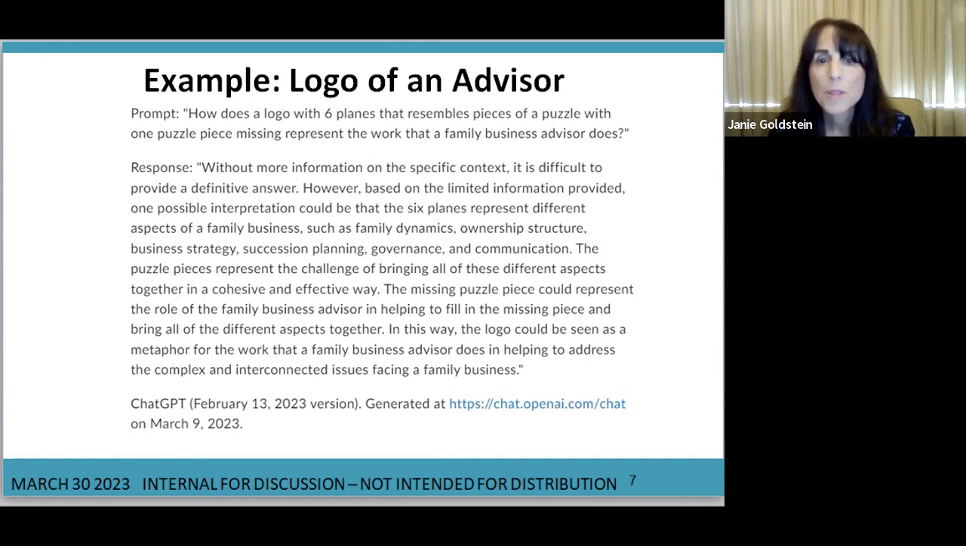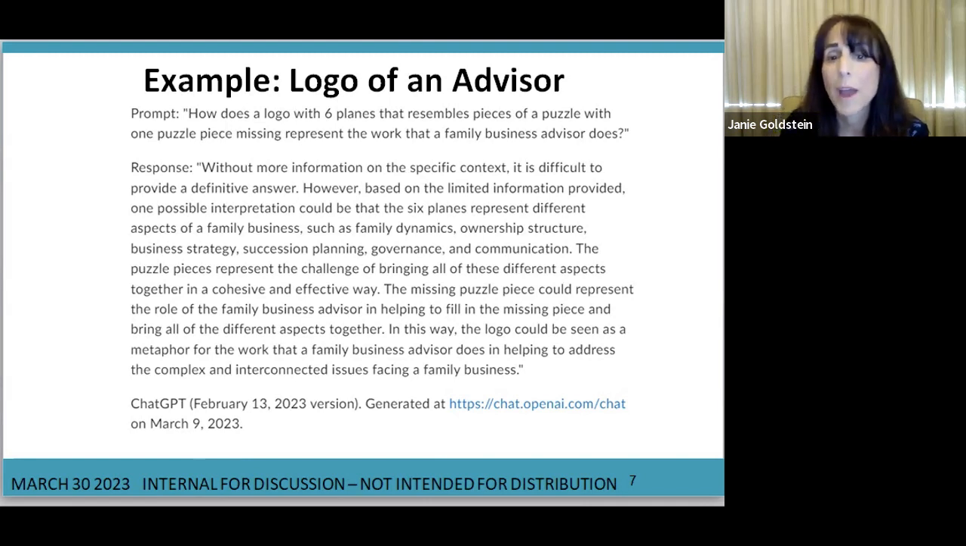And so the prompt relates to a logo of a family business advisor that I had given the students a couple of weeks prior. And it's a logo that has 6 planes flying in a formation. They resemble pieces of a puzzle, but there's one piece of the puzzle missing. And it's a metaphor that this specific family business advisor uses to explain what he does as a family business advisor. And I asked the students just to really test their understanding of what a family business advisor does.